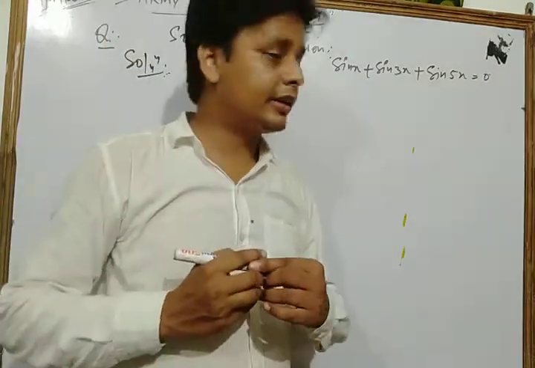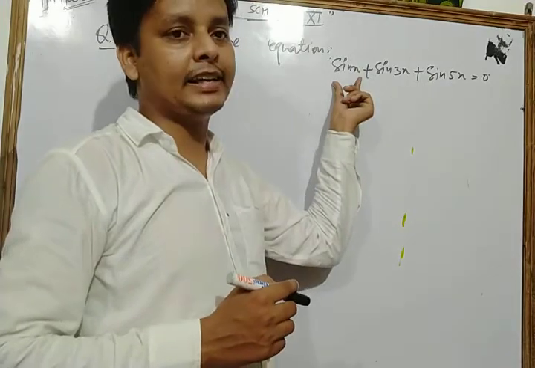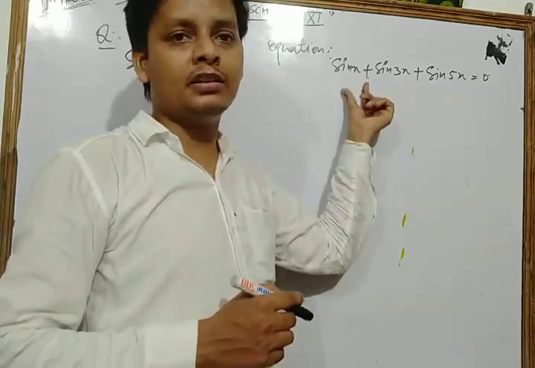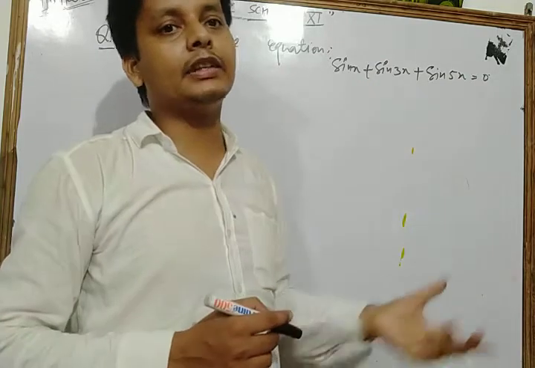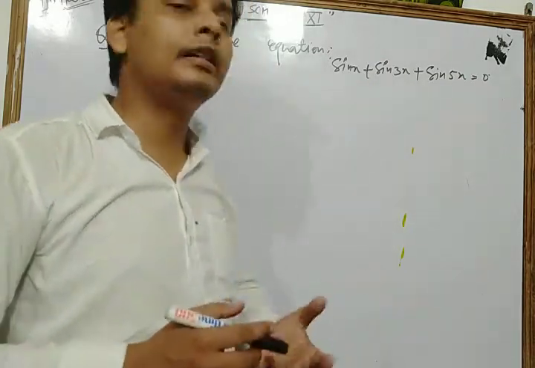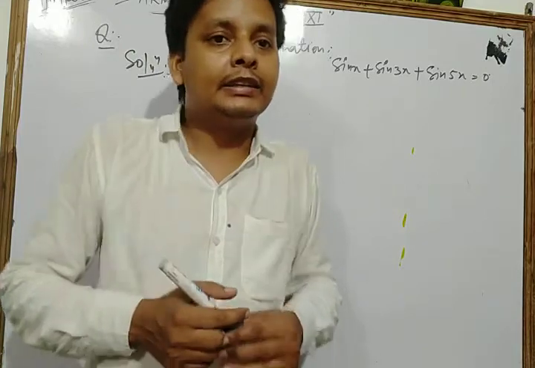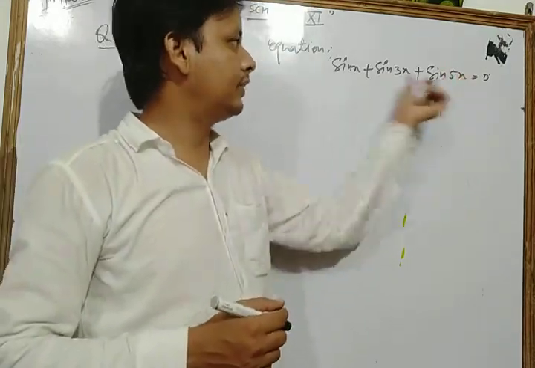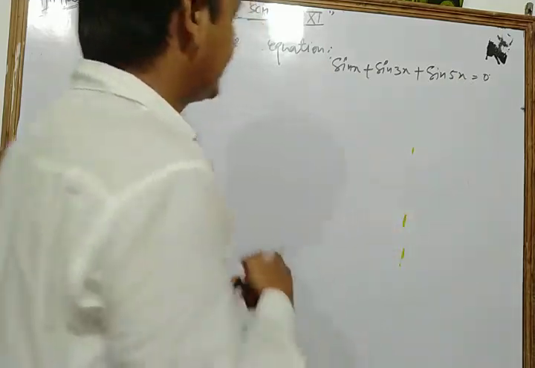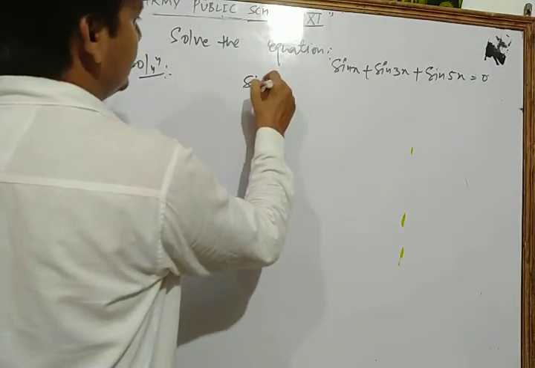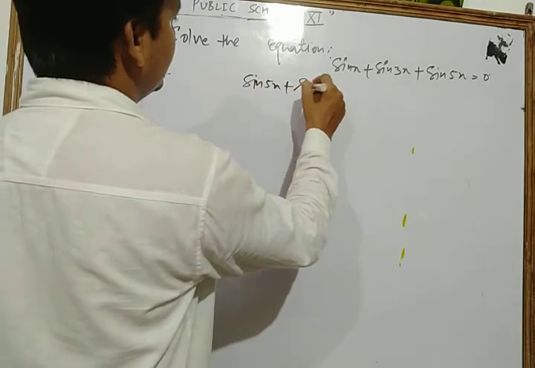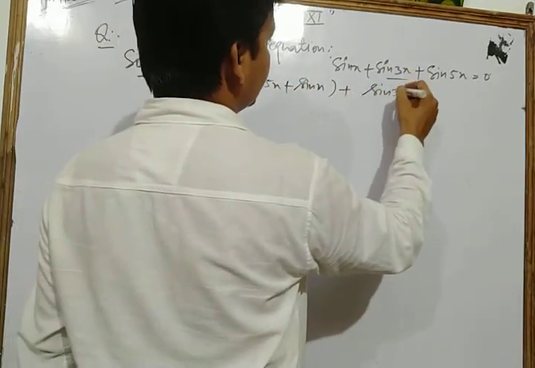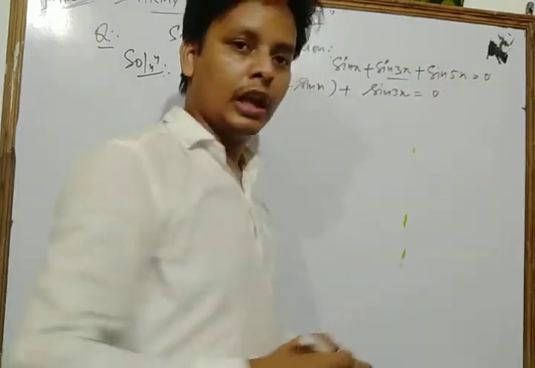Here, dear students, we first take sin 5x and sin x together and solve them using the identity for sin c plus sin d. In the previous chapter on trigonometric functions, we discussed different trigonometric identities such as sin c plus sin d. So we take sin 5x plus sin x together and write sin 3x as it is, and this is equal to 0.